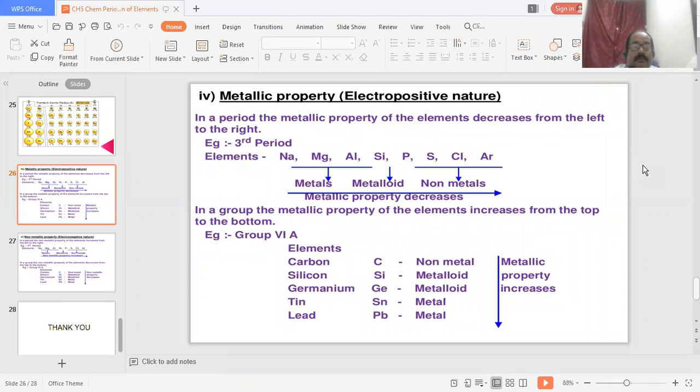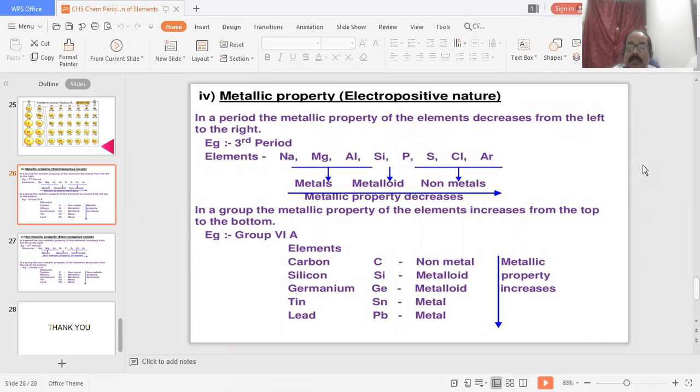Dear student, in the last video we discussed metallic properties, or electropositive nature. This is the fourth property of periods and group. After that, the fifth point, and the chapter can end.